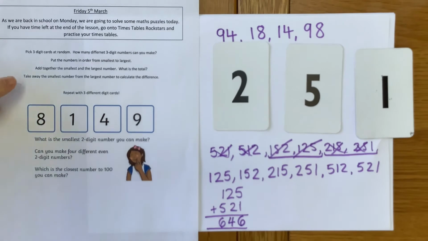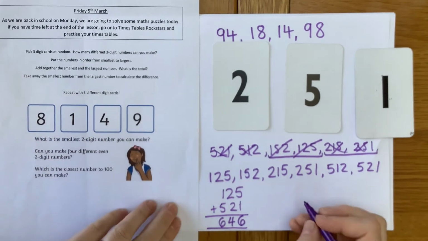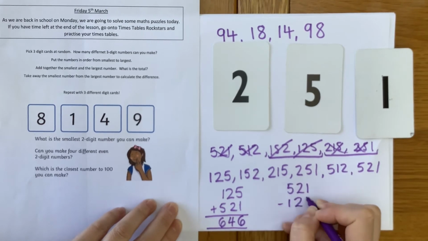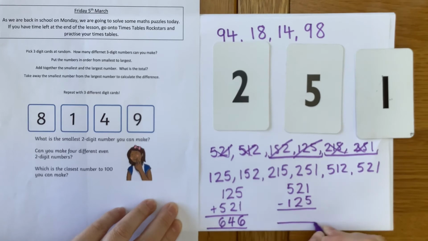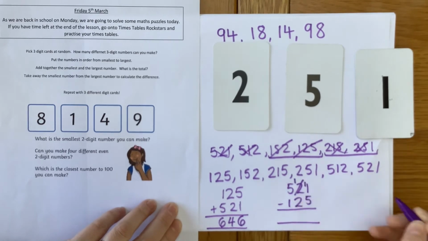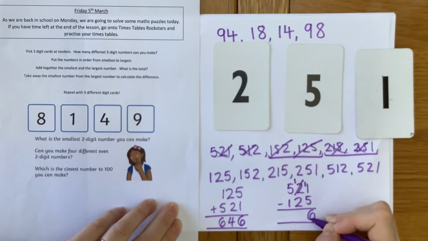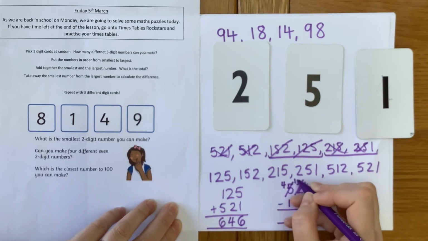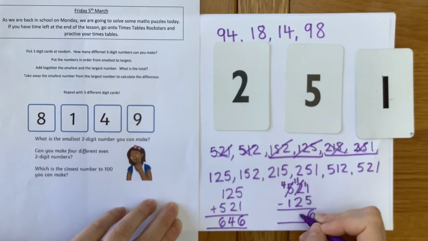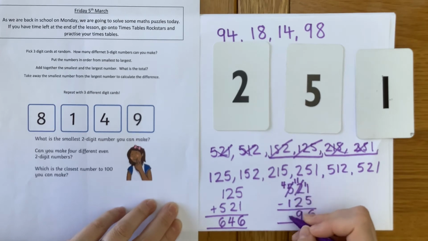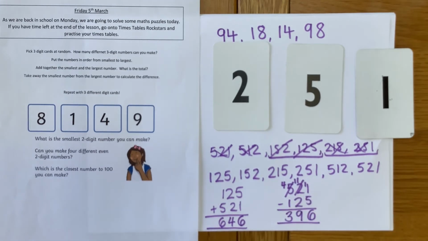And then the last bit, take away the smallest number from the largest number to calculate the difference. So my largest number, take away my smallest number. Let's have a look. 1 take away 5 I can't do, so I'm going to regroup. 11 take away 5 is 6. 1 10 take away 2 tens, I can't do, so I'm going to regroup. 11 tens take away 2 tens is 9 tens. And then hundreds, 4 hundreds, take away 100 is 396.